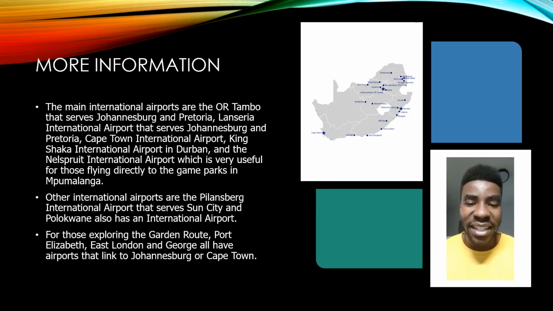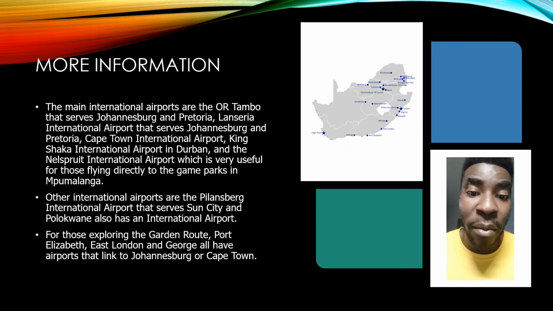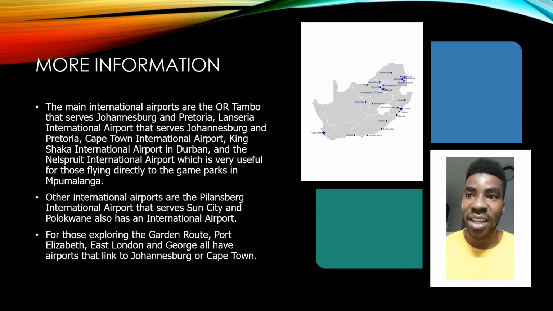I have some other interesting information about international airports. I mentioned that OR Tambo is one of the most famous ones, right? The main international airports are OR Tambo, which serves Johannesburg and Pretoria, and Lanseria International Airport, which also serves Johannesburg and Pretoria. We have Cape Town International Airport, King Shaka International Airport in Durban, and the Nelspruit International Airport, which is very useful for those flying directly to the game parks in Mpumalanga, the province of the rising sun, so they say.